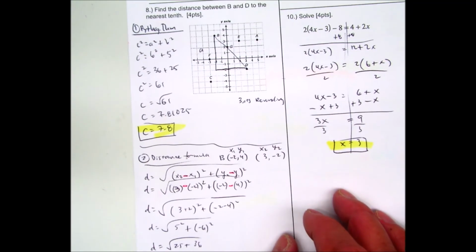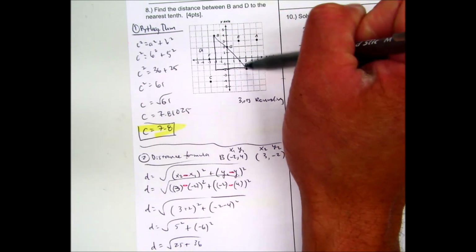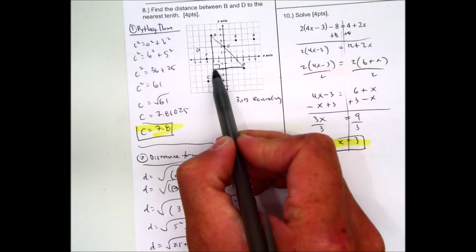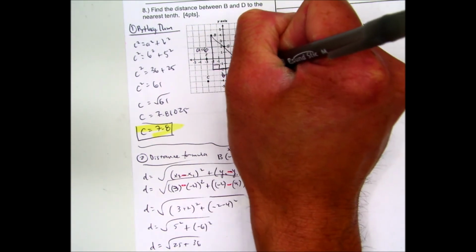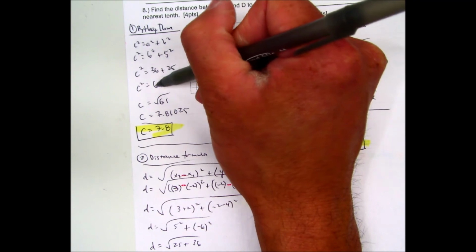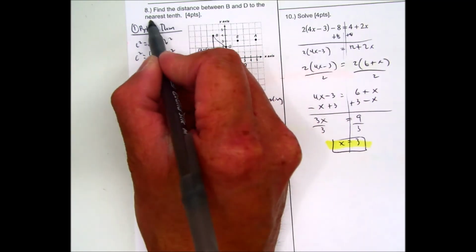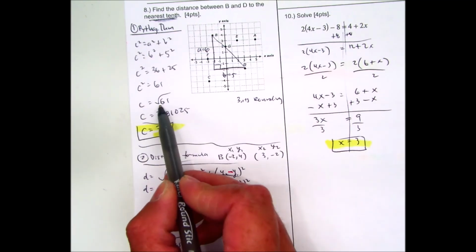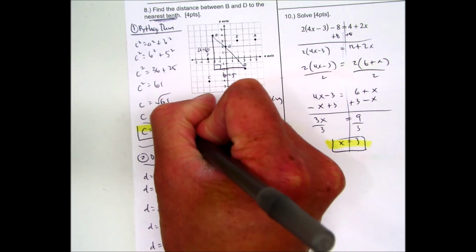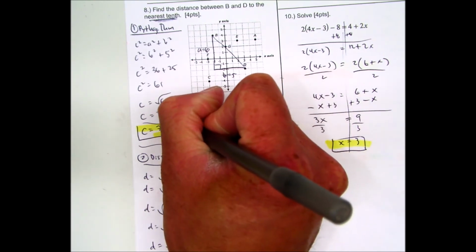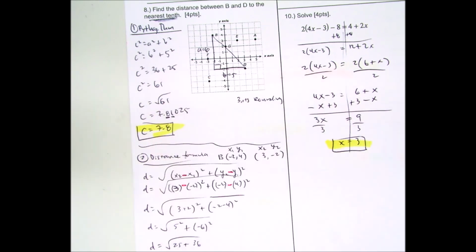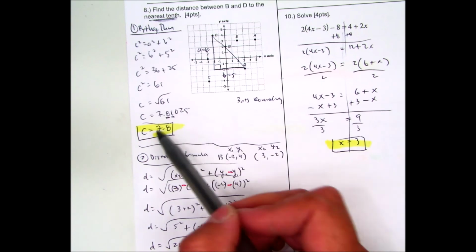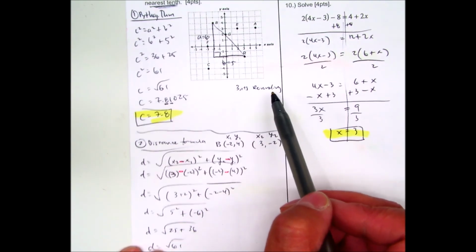Question number 8 asks you to find the distance between points B and D. So you can draw a right triangle here, and then you can just count. I counted A to be 6 and B here to be 5. Square them, add them together, take the square root. Notice how this problem says round to the nearest tenth. So using your calculator, here is the tenth spot. To round here, you're going to have to look at the hundredths. This number is 5 or less, so this number stays the same, so your answer is 7.8. You got a point wrong if you rounded incorrectly.